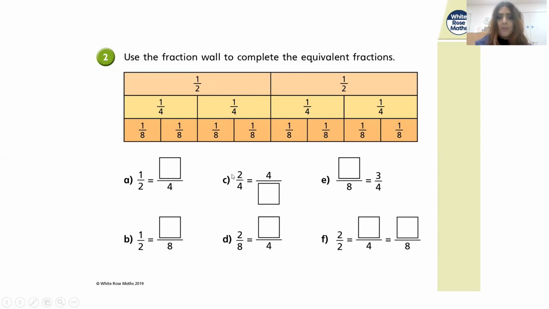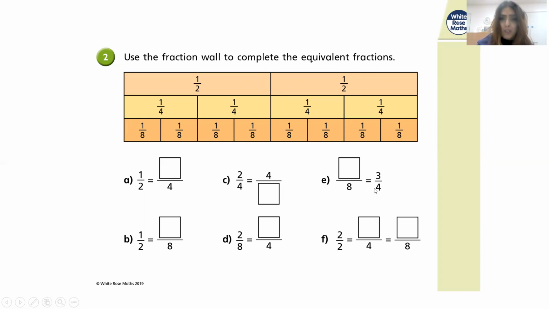Let's do part C. 2 quarters are equivalent to what? That's a tricky one. So 2 quarters is the same as a half. So how many, what would it have? 4 what? That's right, 4 8s. Well done. What about 2 8s? 2 8s are the same as, great, well done, a quarter. You're getting this. This is so simple, isn't it?